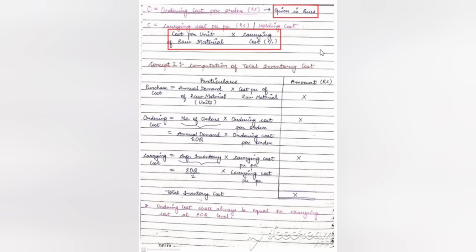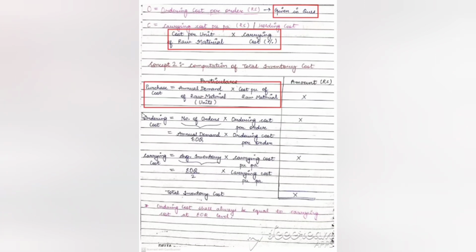Then concept 2, computation of total inventory cost. So this is the format, particulars and rupees. So first of all, purchase cost, which is equal to annual demand of raw material in units into total cost per unit of raw material.